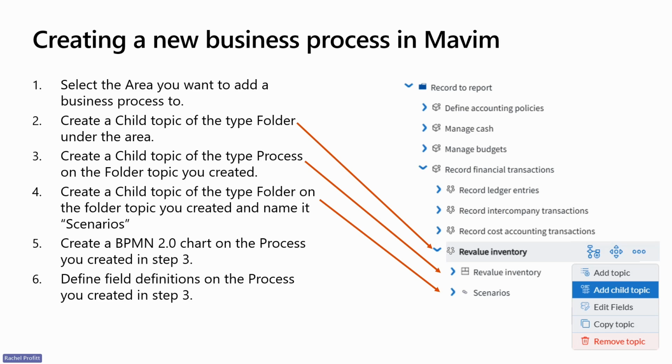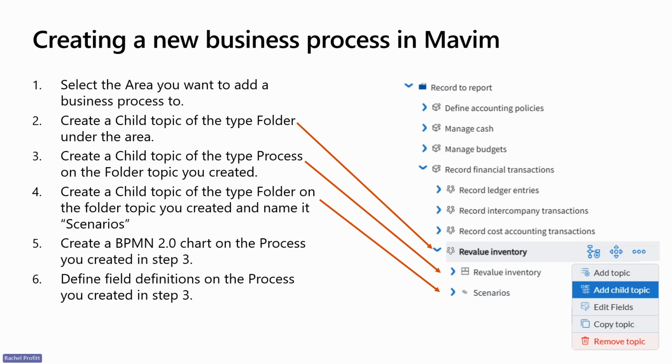Next, you're ready to go back to the process that you created in step 3 and create a chart on it. This is where your BPMN 2.0 flow diagram will live. The visual representation of your business process flow is important, and you do this by clicking on the chart icon that appears on the row when you hover over it. And finally, still on that process topic that you created in step 3, you're going to define your field definitions. This is where all that metadata and the structured properties for the process get configured.